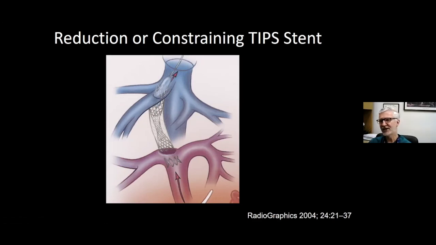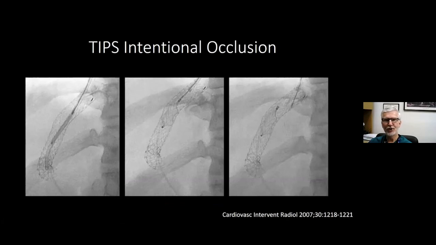If you place that reduction stent or constraining stent and the patient is still profoundly encephalopathic, you really have no choice but to occlude the TIPS. You went through all this trouble to create the TIPS, and now you have to occlude it because the patient is upstairs in the room in a fetal position, unresponsive because they're profoundly encephalopathic. And now you're going to go inside the TIPS and occlude it, in this case by placing an Amplatz occlusion device right here. This is published in 2007, a really nice example of how to occlude a stent.